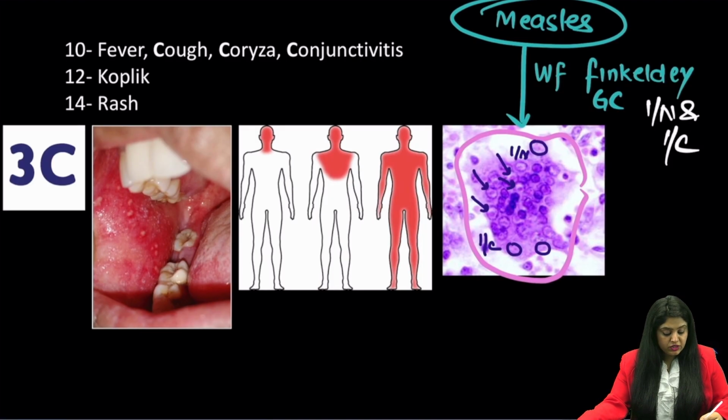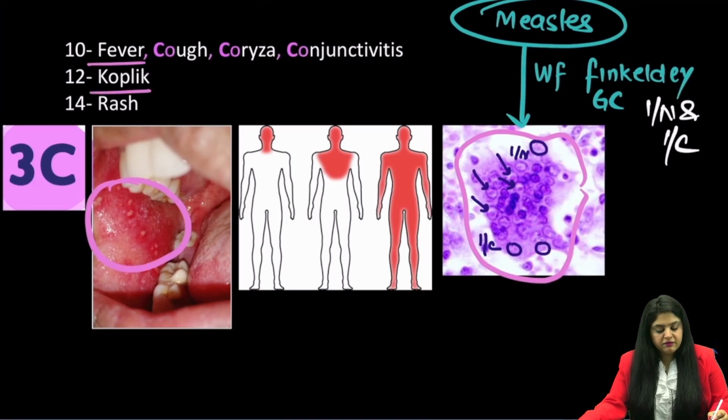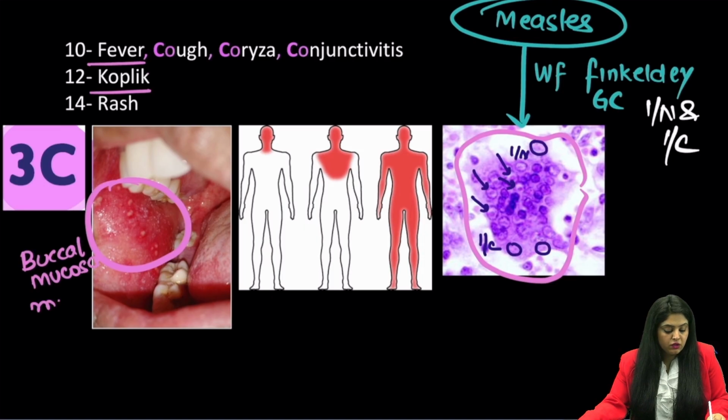Coming back, this question came in the recent FMG exam, and the 3 C's were mentioned. What are the 3 C's, the prodromal symptoms that start in measles? You have cough, coryza, and conjunctivitis, with, of course, fever. Two days later, the patient has Koplik spots, which you can easily visualize on the buccal mucosa near the molar. And then two days later, that is when the rash appears. By that time, the fever and Koplik spots will go away.